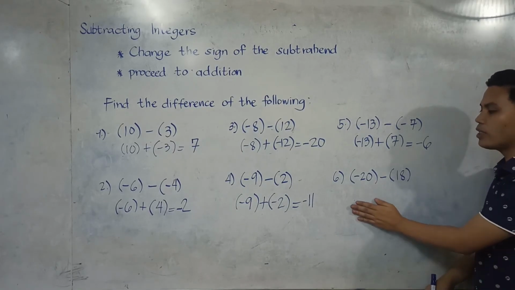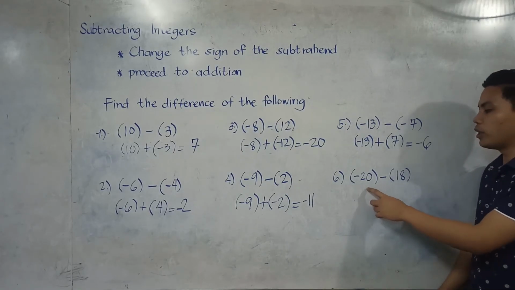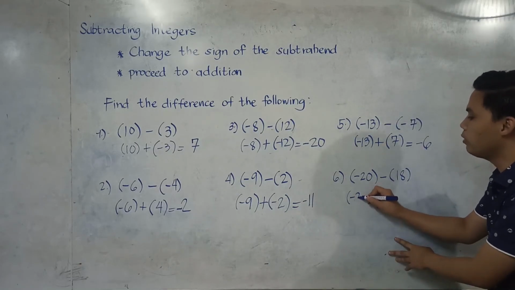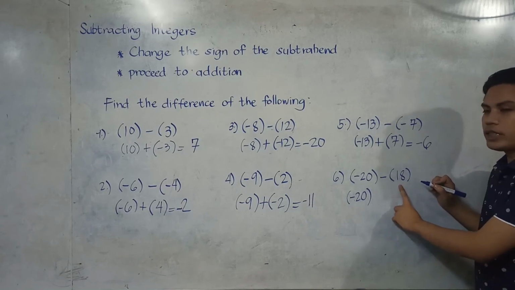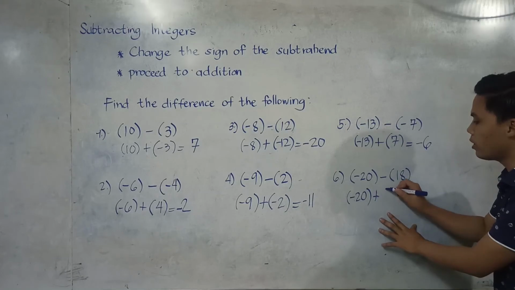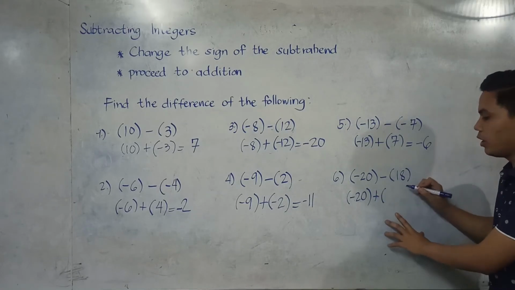Okay, down with our last example. We have negative 20 minus 18. Copy yung minuend. Change the sign of the subtrahend and proceed to addition. So, magiging plus. Ang positive 18 magiging negative.